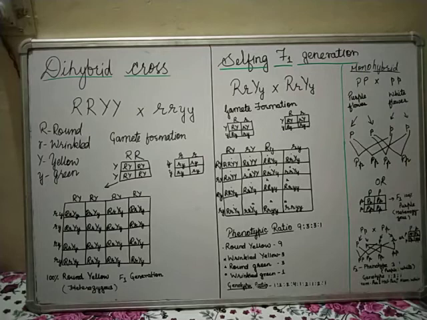Why? Because in the F1 generation we get only round yellow, but in the F2 generation we have got all the combinations: round yellow, wrinkled yellow, round green, wrinkled green. So here the law of dominance is also expressed, and the law of segregation also we get, and the law of independent assortment also we can see. So all the three laws were shown by Mendel through the dihybrid cross.